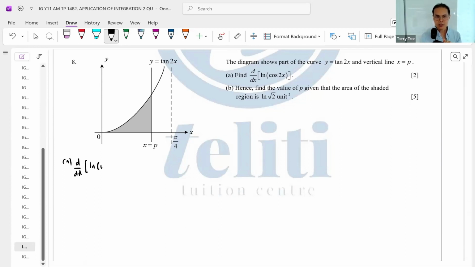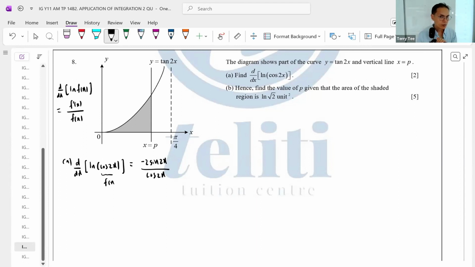So here we're differentiating ln of cos 2x. Remember, the fundamental is that when you differentiate ln f(x), you copy your f(x) below, differentiate, and put it on top. So likewise, I copy my cos 2x below, differentiate cos 2x, you get negative 2 sine 2x. Remember, differentiating cos gives negative sine, but there's a 2 here, so you times 2. This is your f(x). You copy your f(x) below, and the one on top is your f prime x. I'm using this formula for differentiating ln.